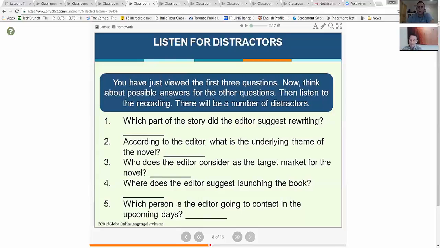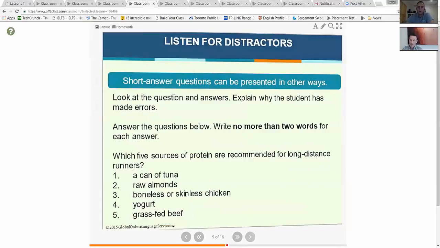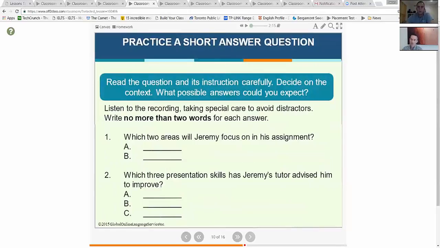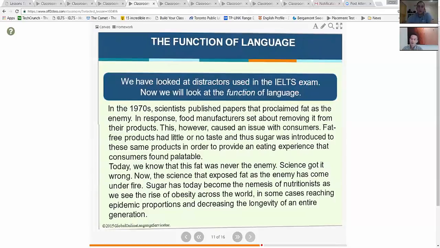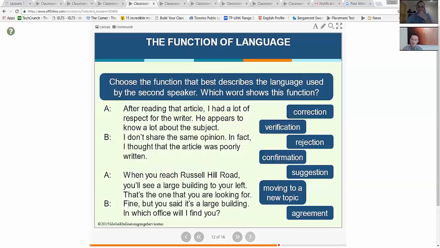Importantly, along with short answers, is the function of language. And this goes hand in hand with distractors. Sometimes we need to know why people are saying things, and this is vital for a candidate to understand.